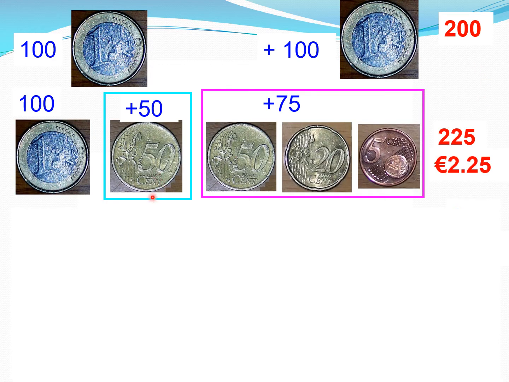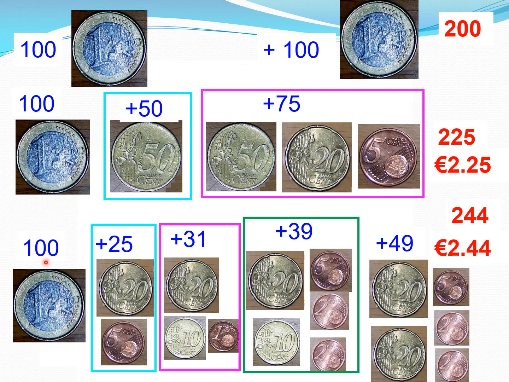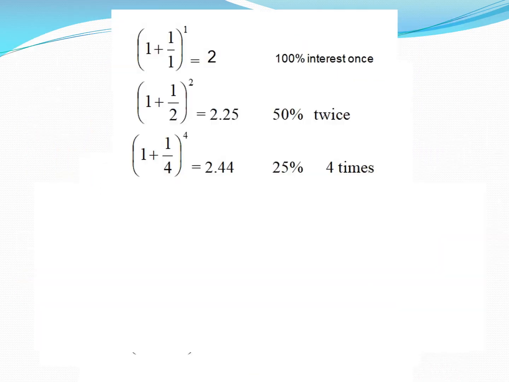So again, you see, at the end of June, we got 50 cents on our 100 cents, and then at the end of December, we would get 75 based on the 150 from June, and that would give us 225 cents or €2.25. Looking at it 4 times a year, we have €1, 25 cents at the end of March, add on another 31 cents at the end of June, 39 cents at the end of September, and 49 cents at the end of December. We're effectively getting 25% each time, 25% of the amount that's in the bank. So gaining 25% interest 4 times a year gives us €2.44. And we keep repeating that process over different periods of time.